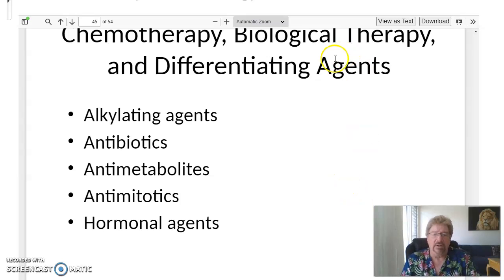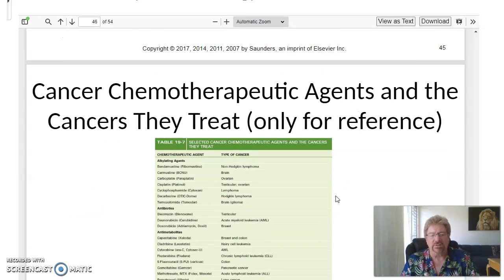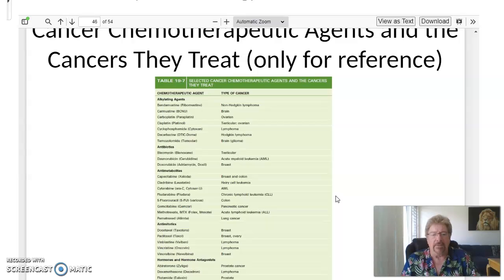So chemotherapy, biological therapy, and differentiating agents. Let's see. Alkylating agents, antibiotics, antimetabolites, antimitotics, hormonal agents. Just different stuff they use for cancer, guys. They're covering a lot of stuff here. Far more than we've got time to talk about.